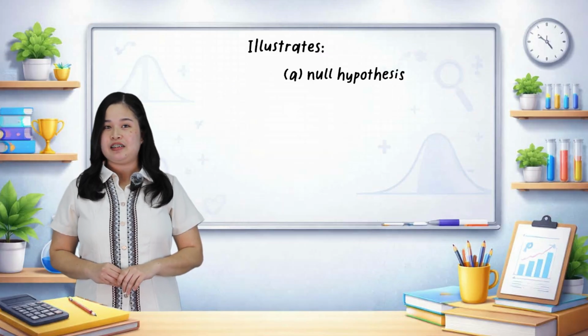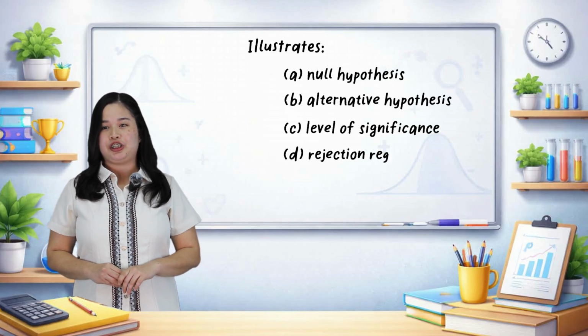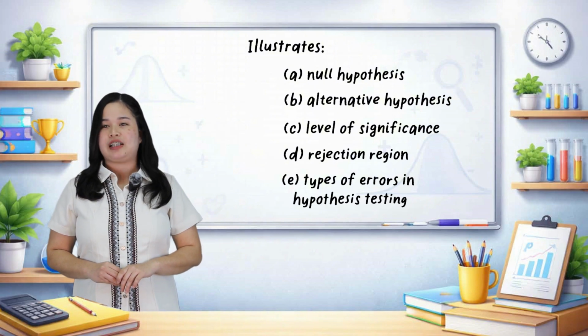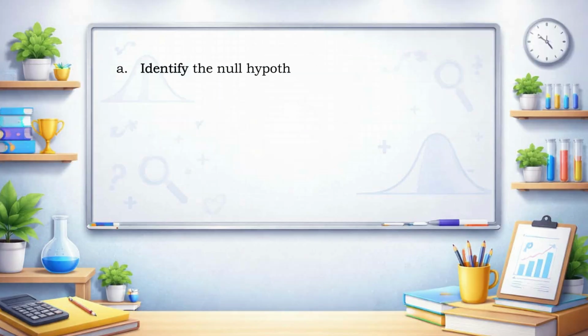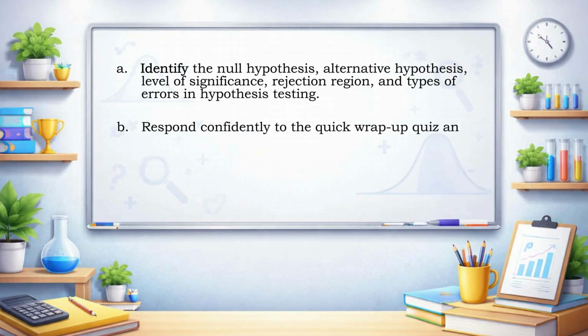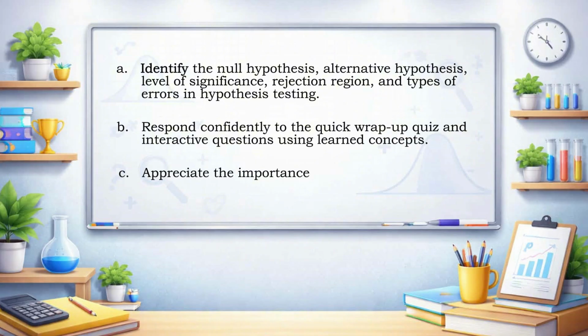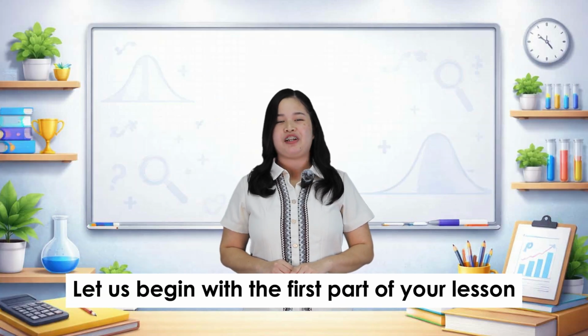Illustrates null hypothesis, alternative hypothesis, level of significance, rejection region, and types of errors in hypothesis testing. From these MELCs, you will learn the following. Identify the null hypothesis, alternative hypothesis, level of significance, rejection region, and types of errors in hypothesis testing. Respond confidently to the quick wrap-up quiz and interactive questions using learned concepts. Appreciate the importance of using evidence-based decisions in academic tasks and everyday situations. Let us begin with the first part of your lesson.